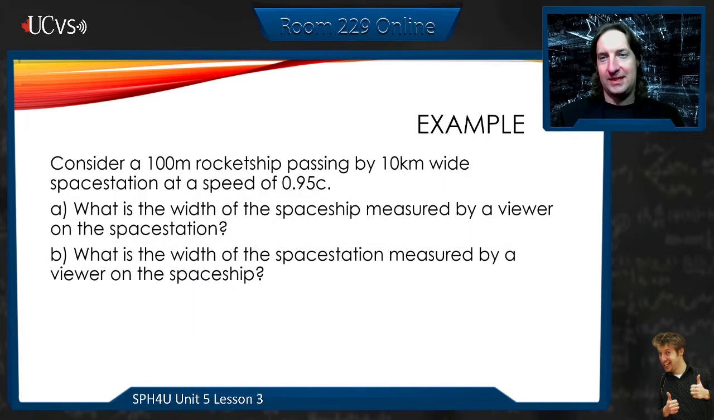So let's do a quick example here. Let's say I have a 100-meter rocket ship, and it's passing by a 10-kilometer wide space station. The rocket ship is traveling at 95% of the speed of light. But what is the width of the spaceship measured by a viewer on the space station? And what's the width of the space station measured by a viewer on the spaceship?